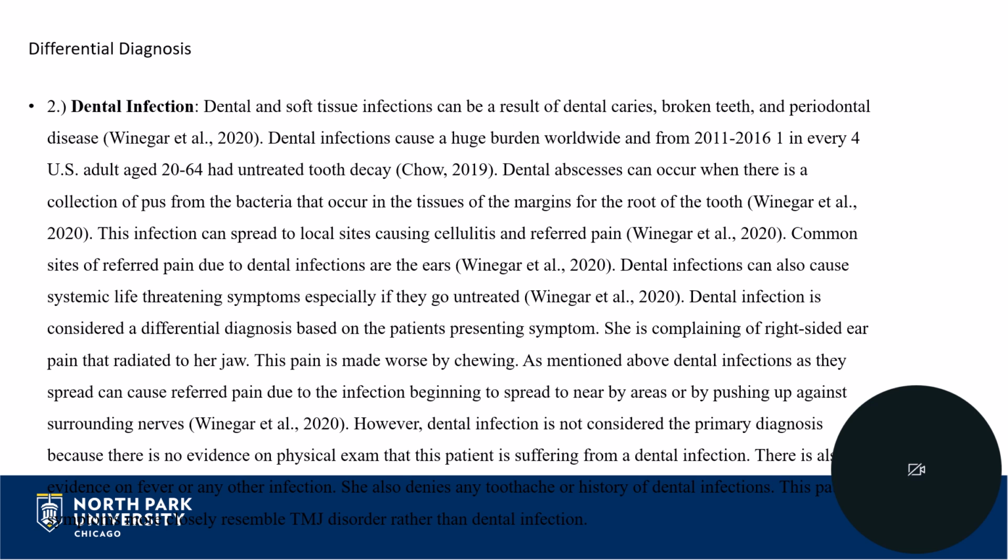Here's a differential diagnosis, one of our what could it be's, and this is number 2, a dental infection. And then we have to list why we think it could be, and then we also have to list why we don't think it is. Okay, so pain is made worse with chewing. She has that. It can cause referred pain. But dental infection is not considered because there's no evidence on physical exam that she's suffering from a dental infection.